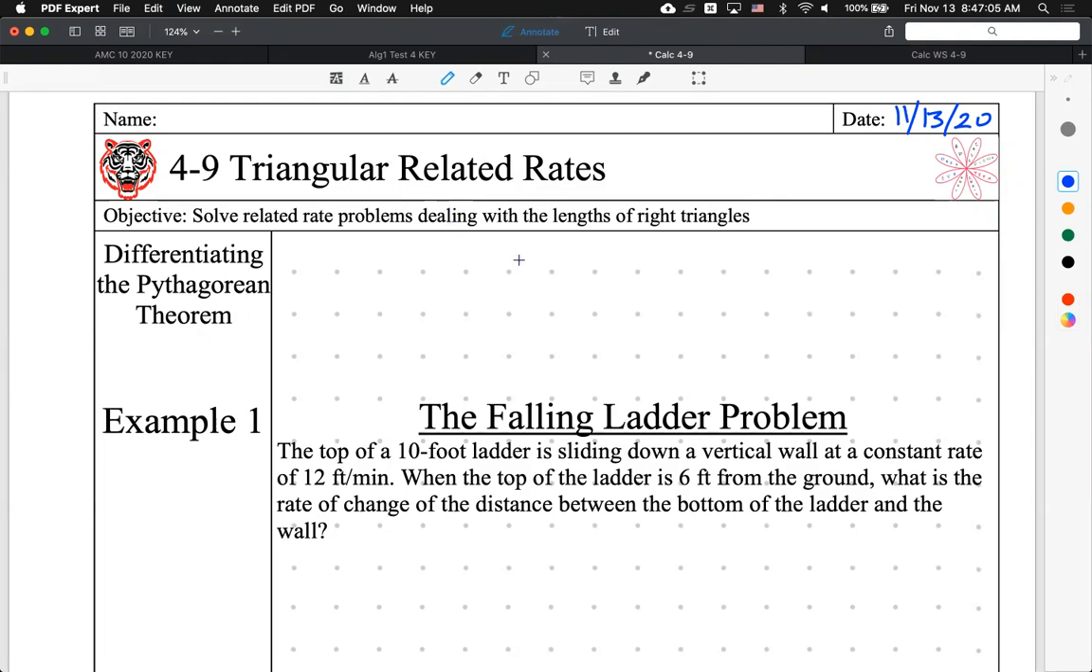Everyone write it down. A squared plus B squared is equal to C squared. And we are going to differentiate this equation with respect to time.